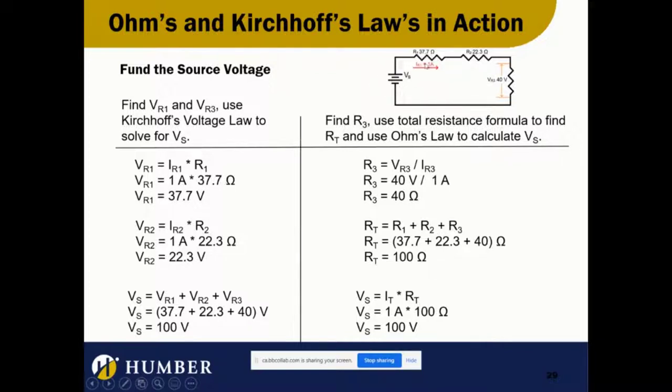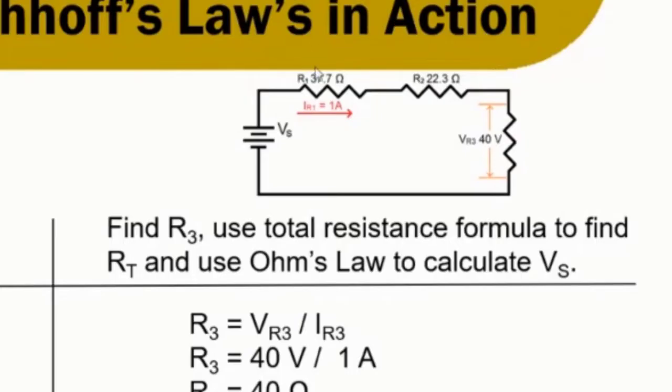So if I only knew the voltage drop across this, and I only knew the voltage drop across this, and I knew the voltage drop across this, then I could add them together to get this voltage, because Kirchhoff's voltage law for a series circuit tells me that the voltage drops across each resistor or each load in the circuit add up to the voltage source. So if I only knew the voltage drop here and here and here, I could figure it out, but I don't know the voltage drop here. But I've got the current here, and I've got the resistance, so I can easily calculate the voltage.